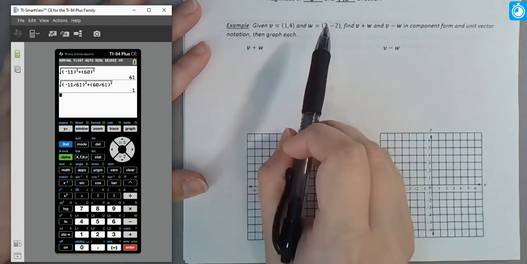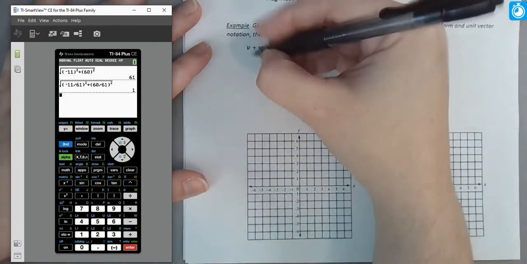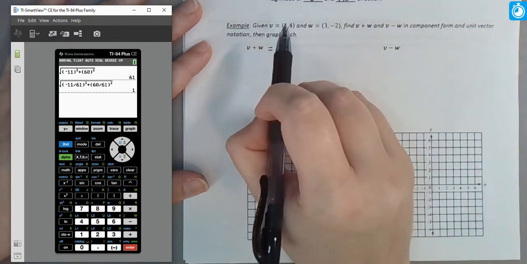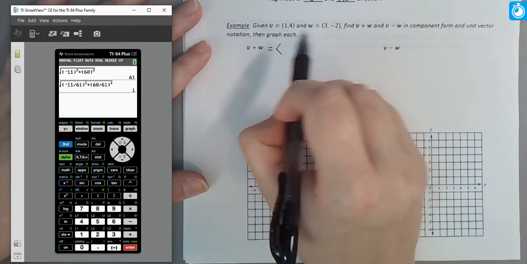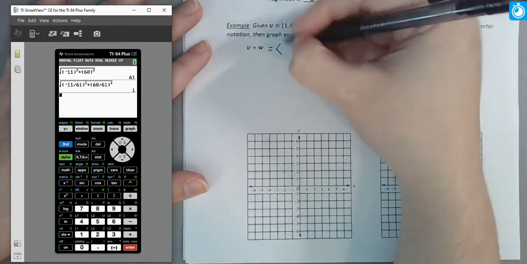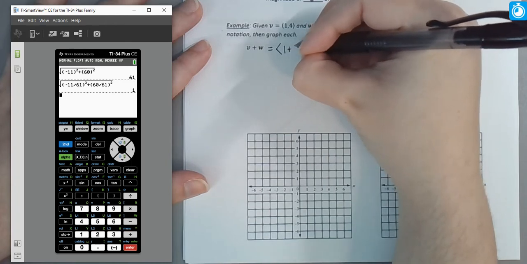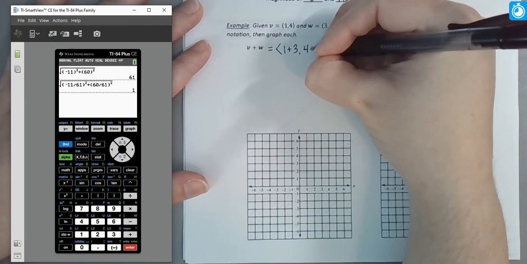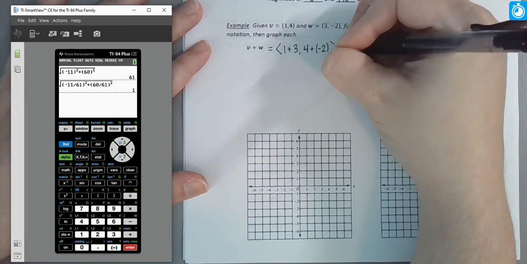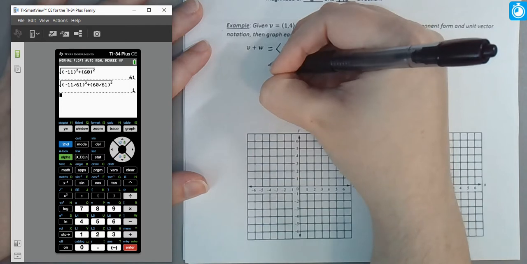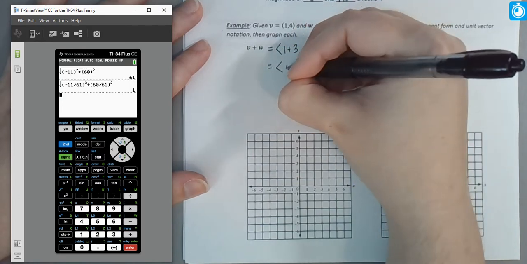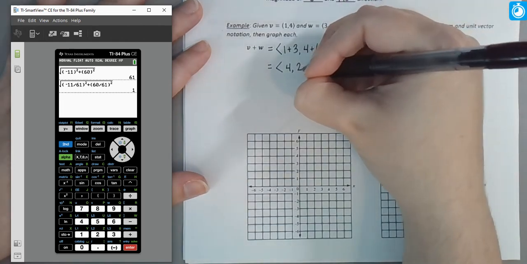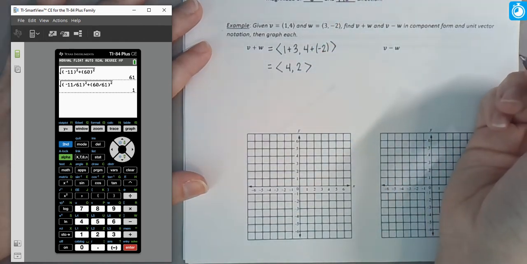So v plus w means we're adding those two components together. So in component form, v plus w is going to take our horizontal components and add them, and take the vertical components and add those as well. So that's going to be 1 plus 3 for our new horizontal component, and then 4 plus -2 for our vertical component. And so that's going to give us a new horizontal component of 4, and then a vertical component of 2.